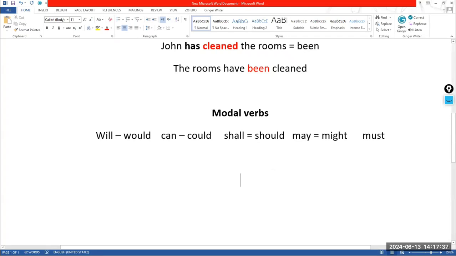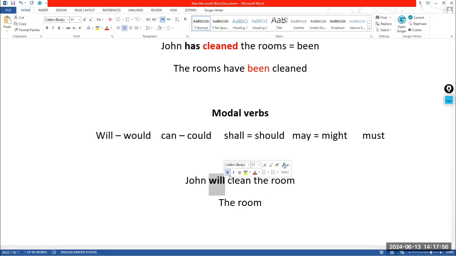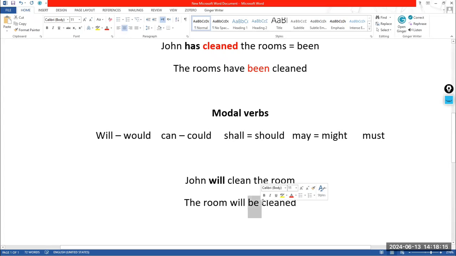you have to write be. Take a look at this example. If I want to say John will clean the room. Now, step number 1, I have to write the object in the beginning. The object is the room. It becomes the subject. This is the room. Because I have will, absolutely, you have to write will. You don't have to delete it. All the time, Ali, after a modal verb, you have to write be. So the room will be, and the verb 3 of the main verb, which is clean, is cleaned. This is it.